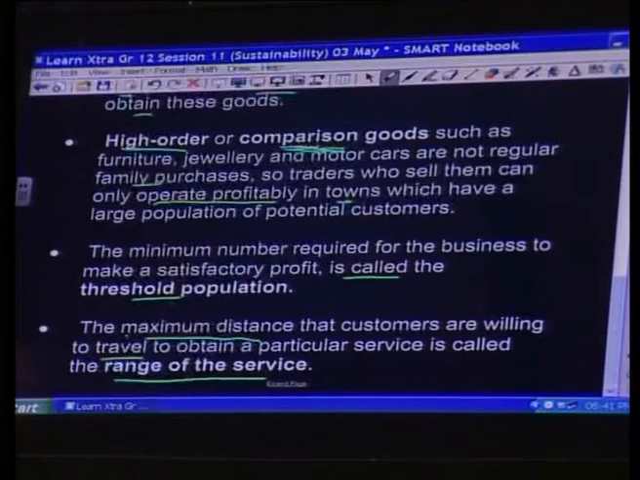The maximum distance that customers are willing to travel to obtain a particular service is called the range of the service. How do we link these concepts? A larger threshold population supports a larger range and therefore a higher order service. A smaller threshold population supports a smaller range and therefore a smaller sphere of influence.